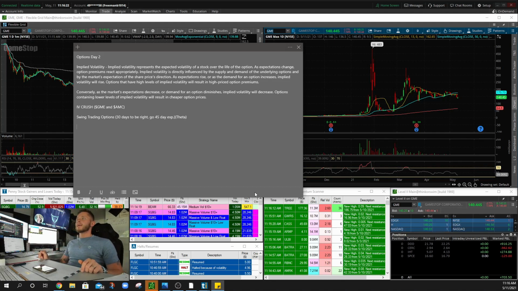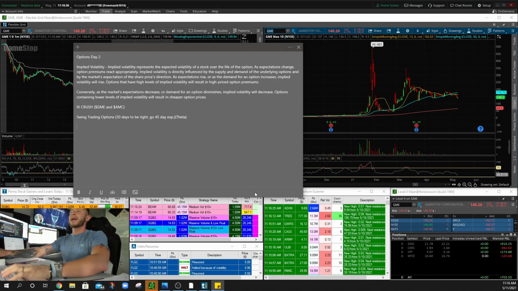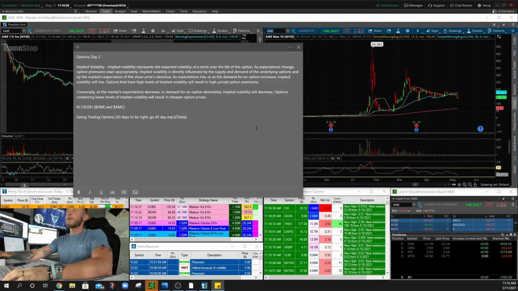Not only could the trade go against you, but then you're losing that implied volatility and you're getting crushed with an IV. Now you're getting crushed because the stock's coming down. So now you're just getting hit from both sides. You're just getting smacked, right? So again, implied volatility is very, very important.